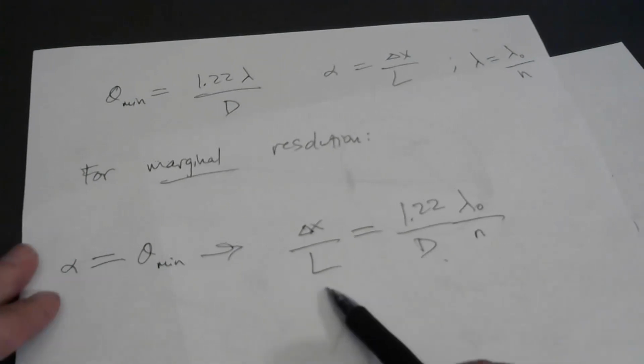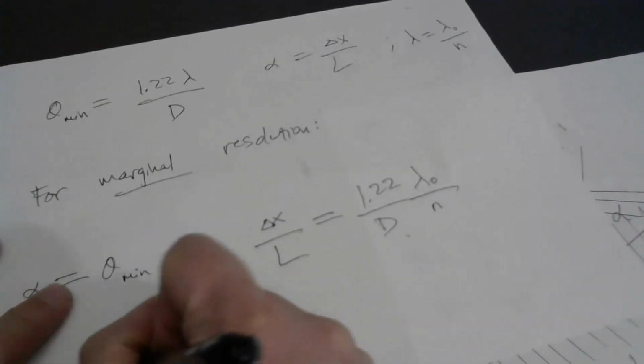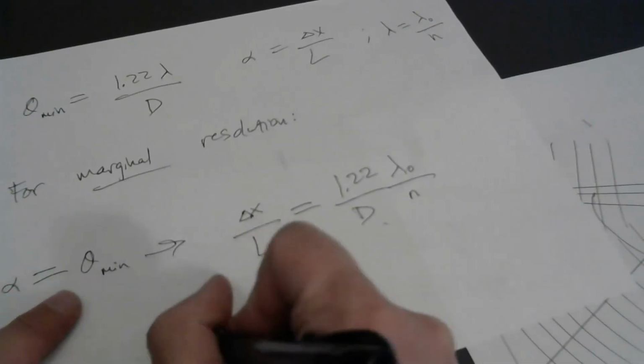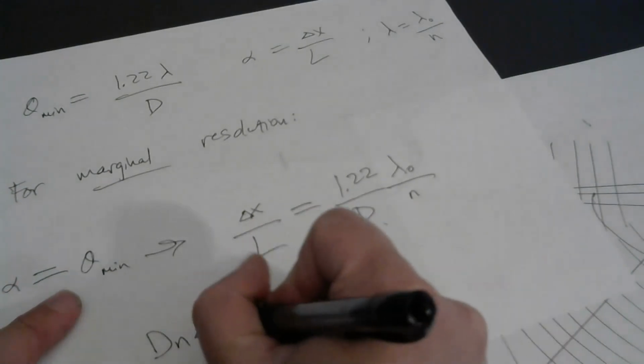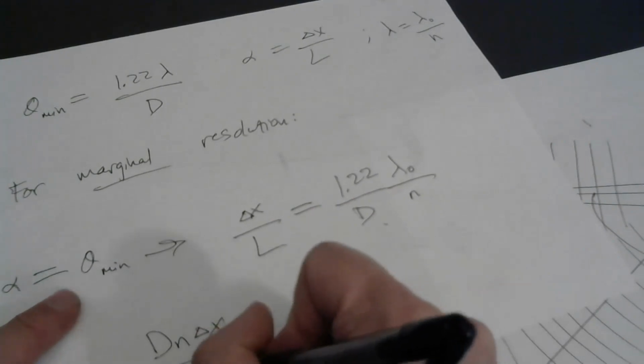And what are we solving for? L. How far away can these headlamps be, or can the car be? So if I solve, I get L equals D n delta x over 1.22 lambda naught.